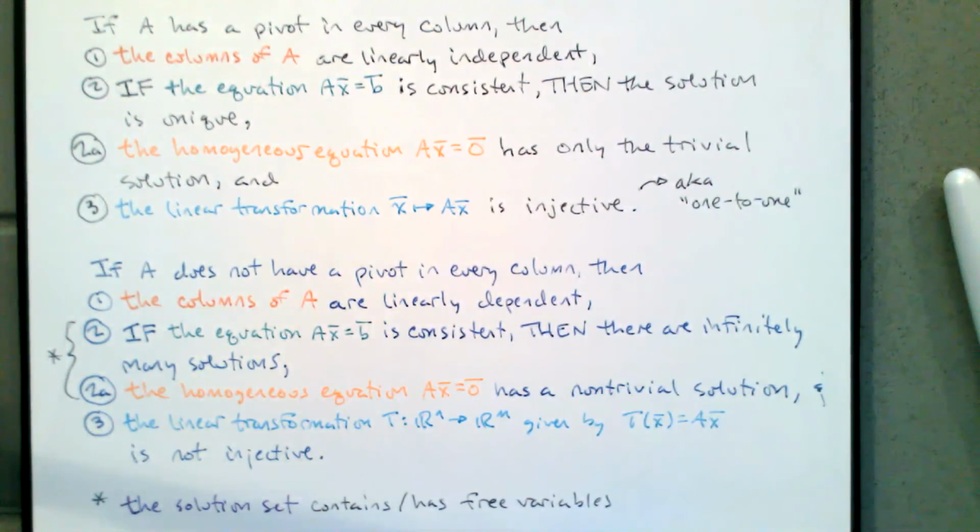If A, the matrix, does not have a pivot in every column, then the columns of A are linearly dependent. You could say not linearly independent, but that's a little bit clunky. We should say linearly dependent rather than not linearly independent.